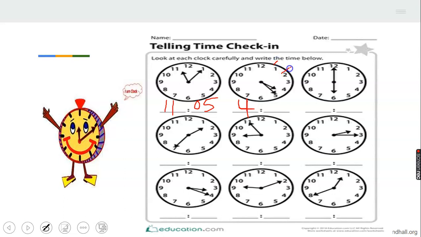5:25, 6:30, 7:25. For 7:25, the short hand is facing 7, while the long hand is facing 5. That's 7:25 because 25 is 5. Then 7:35, the short hand is facing 7. The hour is the short hand, 7, while the minute is the long hand, 35. And 35 is also 7. Okay, so we have 8:40. The short hand is 8, and then the long hand is also 40 minutes.